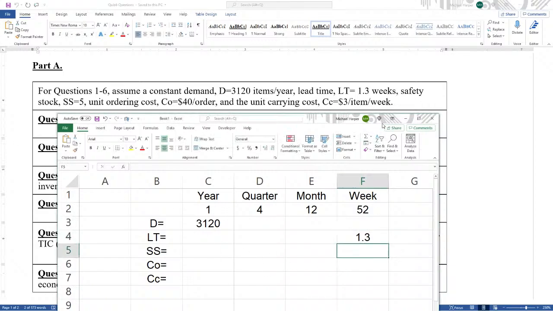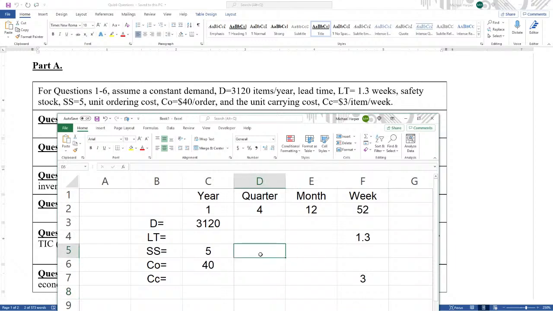And then we have safety stock is 5. I'll put it here. Unit ordering cost is 40. I'll put it here. The unit carrying cost is $3 per item per week. That's over here. Okay, I go back and forth, back and forth.